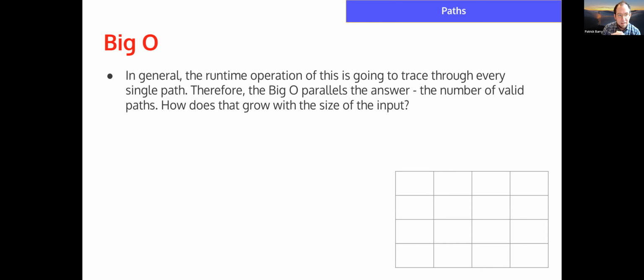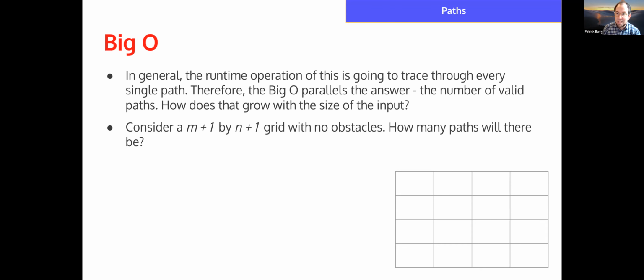Now, for the sake of simplifying our eventual answer, let's say our grid is n+1 wide and n+1 tall. Does anyone want to take a stab at how many paths there will be through such a grid?